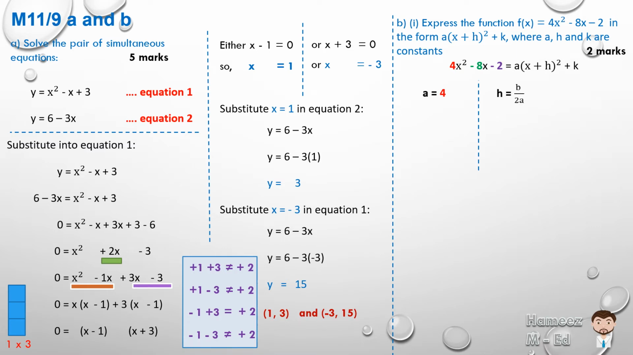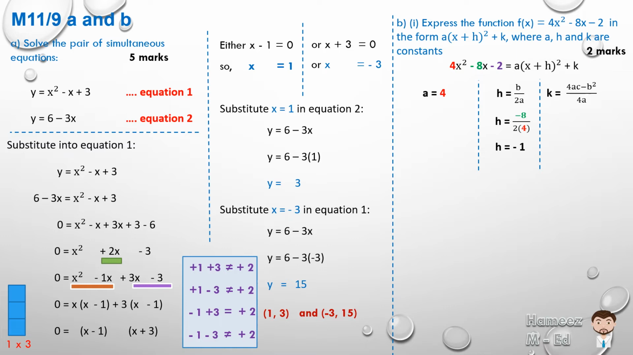h is equal to b on 2a, which is minus 8 over 2 times 4. 2 4s are 8, 8 into 8 is 1. So h is equal to minus 1. And k is equal to 4ac minus b squared on 4a. This is a shortcut method to find a, h, and k.